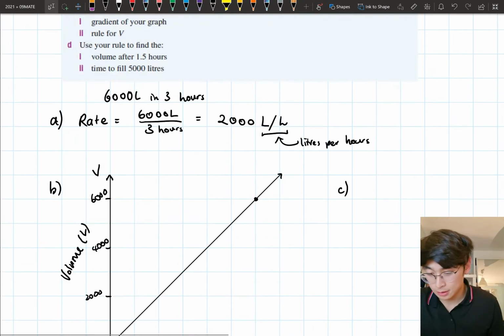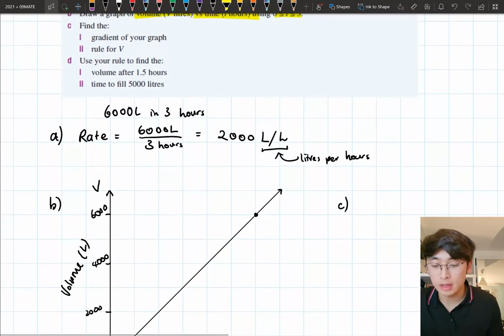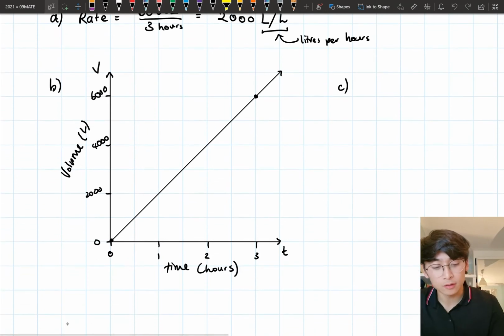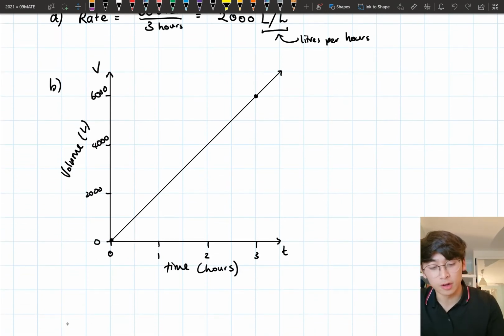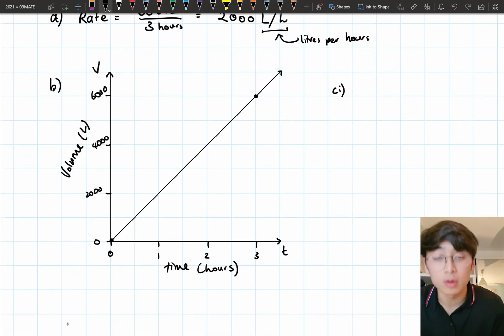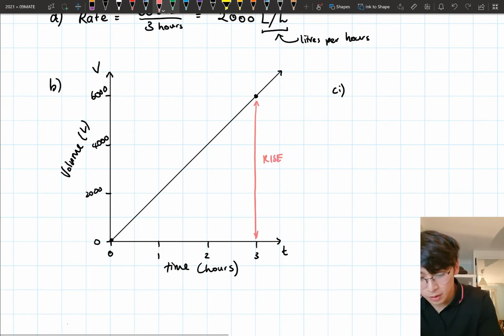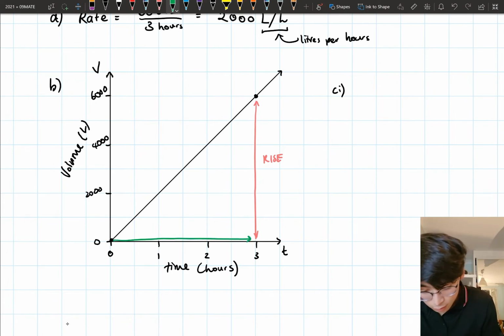Part C. Okay, we want to find two things. Firstly, we want to find the gradient of the graph, and then the second part is we want to find the rule for V. So let's find the gradient of the graph. Now, gradient, if you remember, was rise over run. So let's actually do that. In my graph, I've got this point over here, so I'm going to find the rise, and from here, I'm also going to find the run.